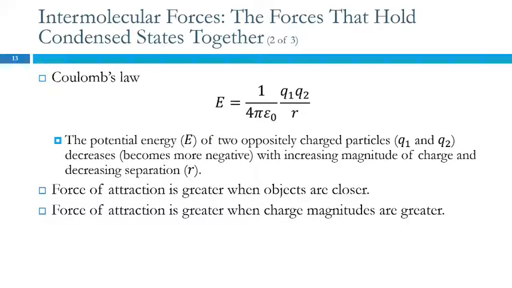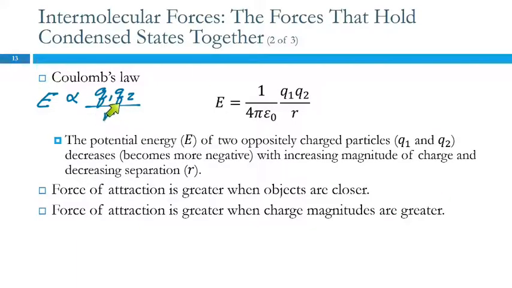The important part of Coulomb's law is that the potential energy of two charged particles is proportional to the product of their charges divided by the distance between them. So if these charges are the same, this energy is positive, meaning the particles are going to be repelled, pushed away from each other. If the charges are opposite, one positive, one negative, this potential energy is negative, and so as the particles come together, their energy decreases, and that is a spontaneous process. They're attracted to each other.